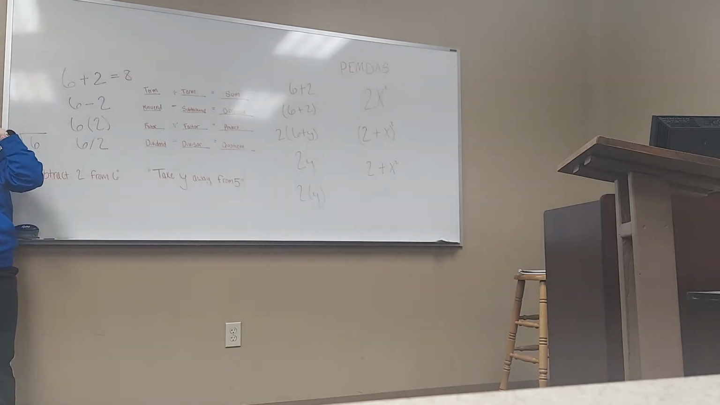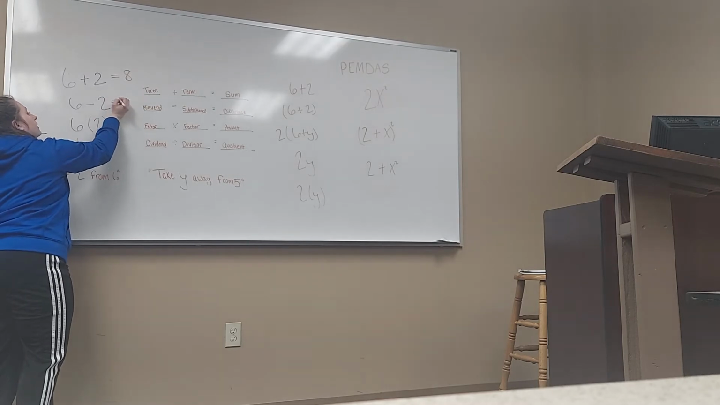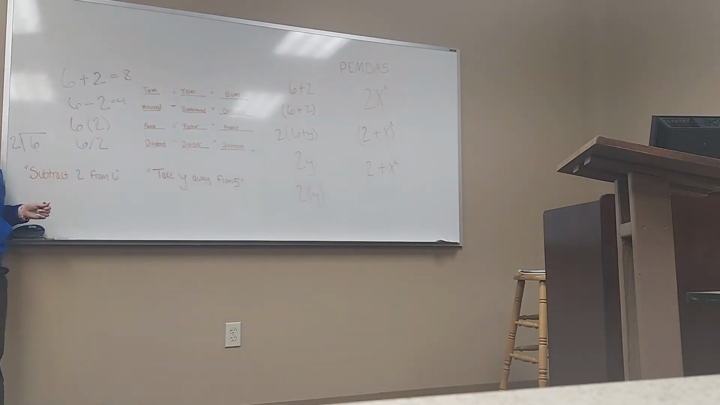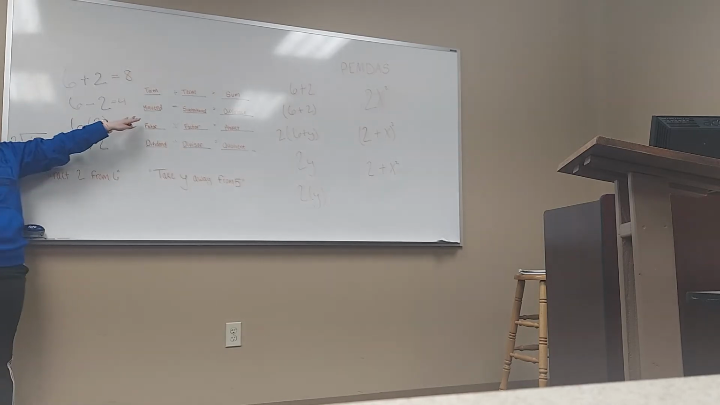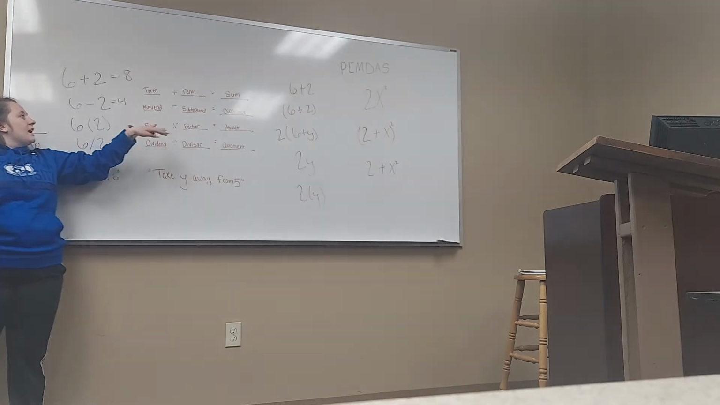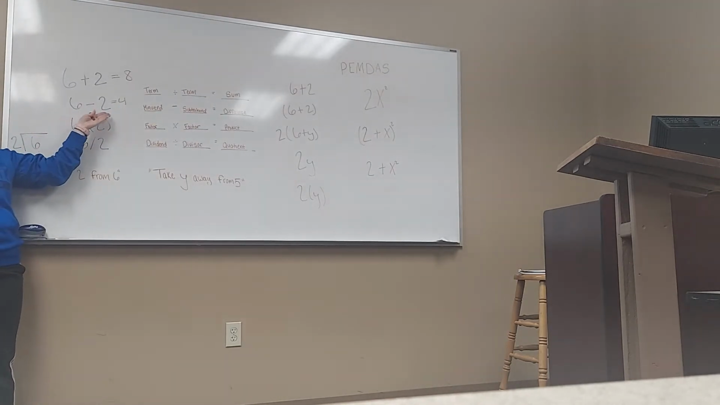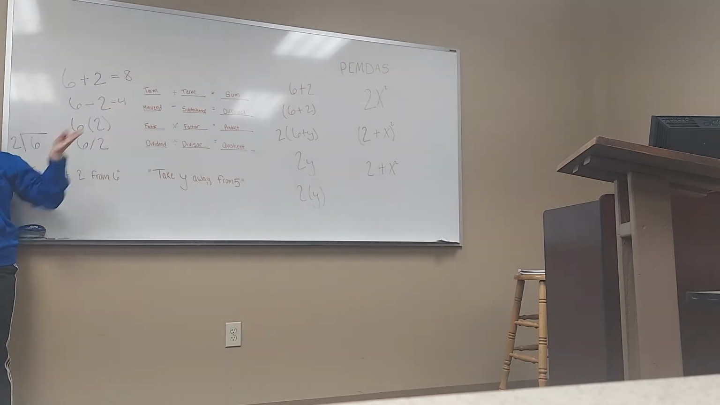All right? Someone tell me what 6 minus 2 is. 4. Good. In a subtraction problem, the 6 represents the minuend, the 2 is a subtrahend, and the 4 is the difference. 6 minus 2 is 4. The minuend minus the subtrahend equals the difference.